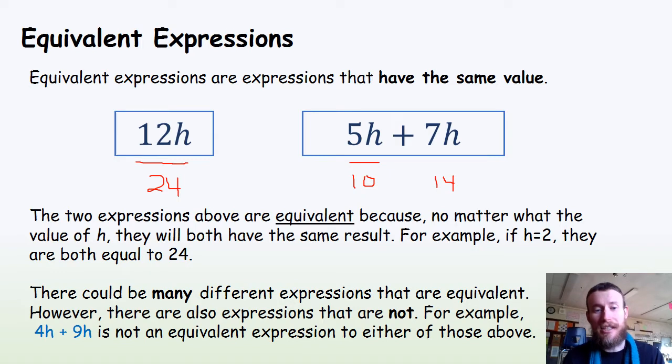Clearly, 4h plus 9h here is not going to be equivalent because if you use 2 for the value of h, 2 times 4 is 8, 2 times 9 is 18. You add those two together, and you get 26, and we're trying to get 24, so that would not be an equivalent expression. So let's move on.